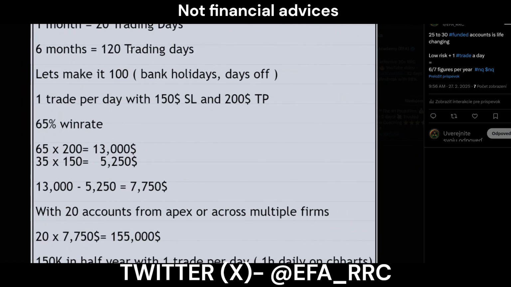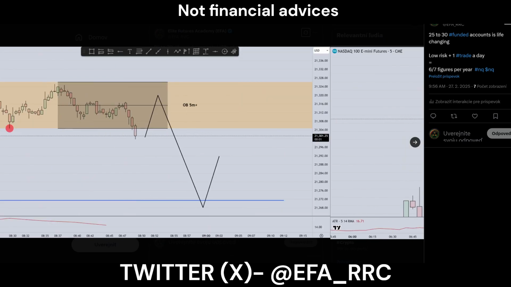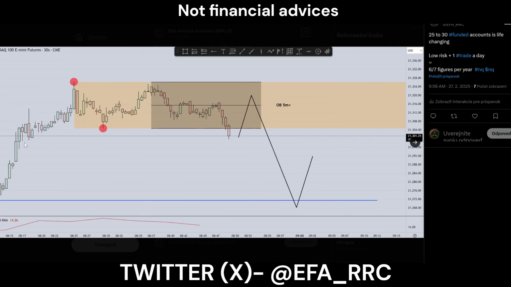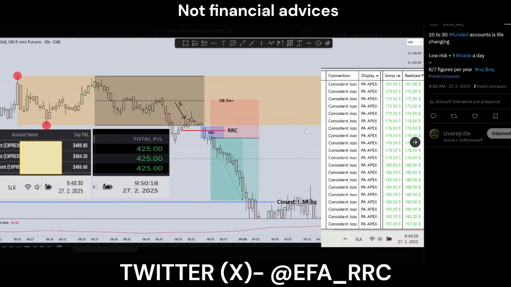Here is the calculation with a 65% win rate, how you can make $150k in half a year with only 20 funded accounts if you risk $150 and take profit around 200. Then go check it out. It's really life changing for people who have problems with FOMO, over trading, over leveraging. Then make sure you go check that. It's my recent post on Twitter.